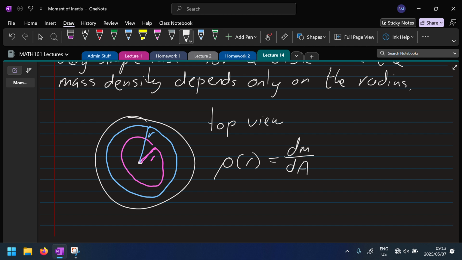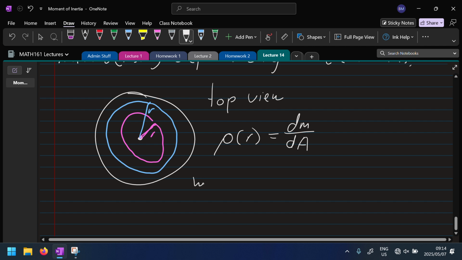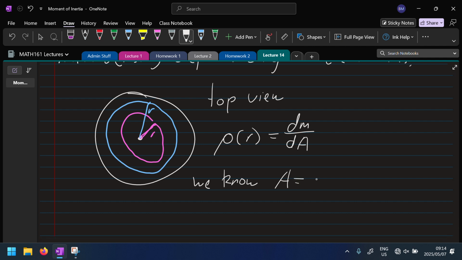Okay, so now we made this assumption. What else can we use from this? Well, we know it's a circle. Okay, it's a circle there. And we know the area of a circle, right? Pi r squared. So we know that A, the area of whatever circle, whatever radius it is, that's going to be pi r squared.